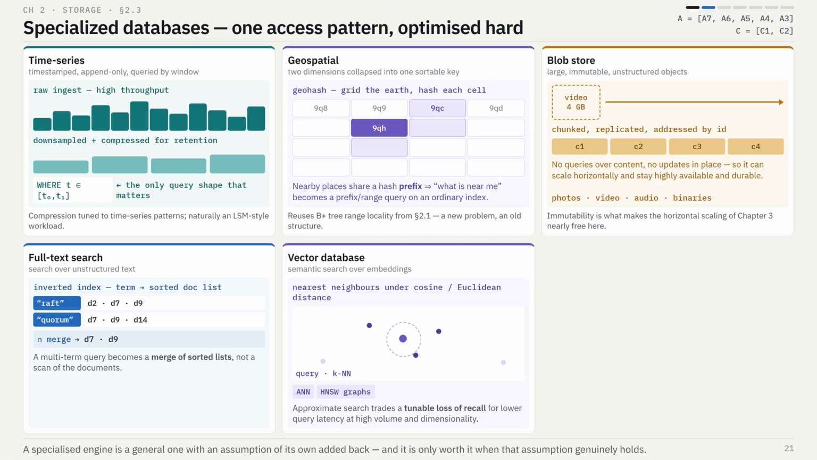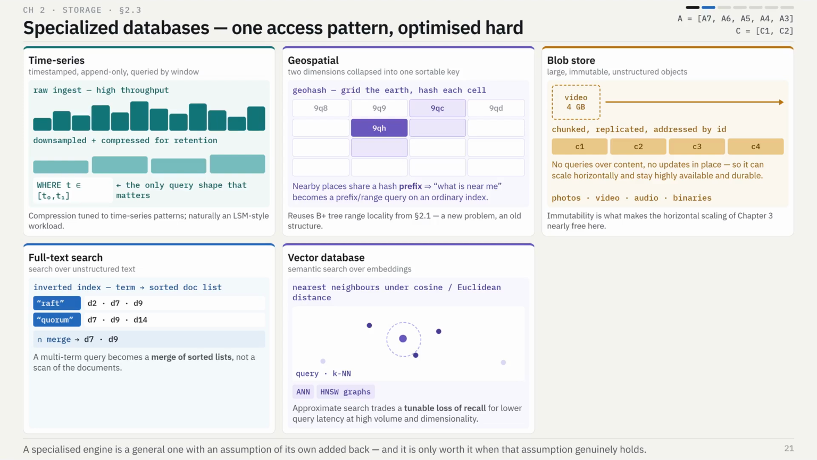A geospatial database is optimized for storing and querying location based data. It commonly implements geohashing, dividing the Earth's surface into a grid and assigning each cell a hash in order to index spatial data efficiently. And notice what that accomplishes. Nearby places end up sharing a hash prefix, which turns what is near me into a prefix or range query on an ordinary index. That's the B plus tree's range locality from early in this chapter, reused on a new problem. A full text search engine is optimized for search over unstructured text. It's built on an inverted index, which maps each term to a sorted list of the documents containing it, so that a multi-term query reduces to a merge of those sorted lists rather than a scan of the documents themselves.